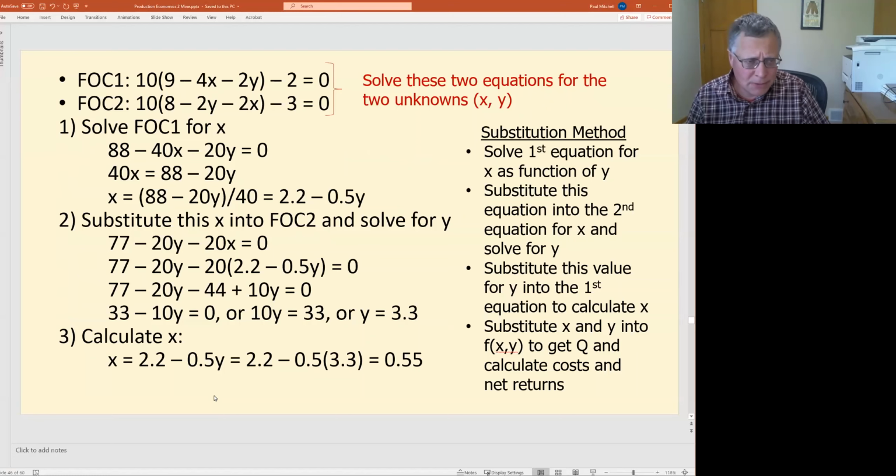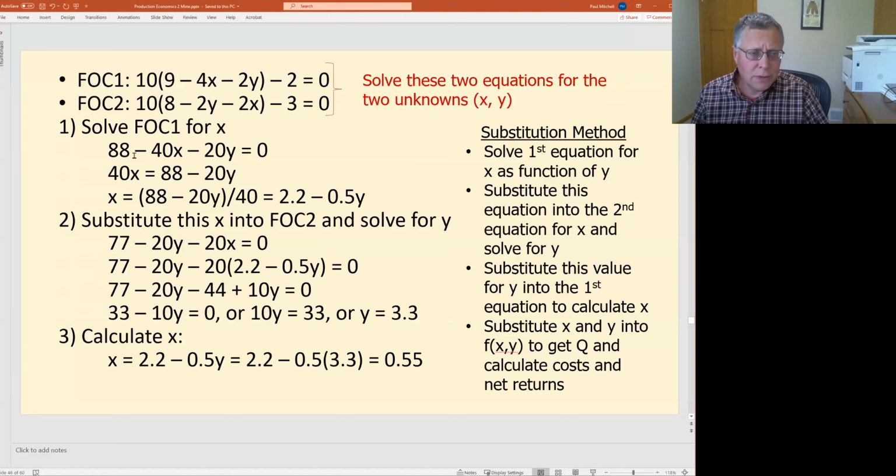We're going to use what's called the substitution method. Some of you have learned other ways, and that's fine. I'm not going to require any specific way to do it. But what we're going to do here is solve the first equation for X as a function of Y, take that equation, put it in the second equation, the other first order condition, and then solve for Y, and then take that Y, get the number, and plug it back into the equation you derived for X as a function of Y. You get both X and Y. If you want, then you can take that and put it into the production function, get the Q, and then you can calculate costs and revenues and figure out your net returns. There are other ways to do this as well.